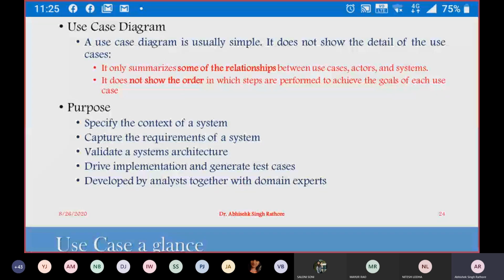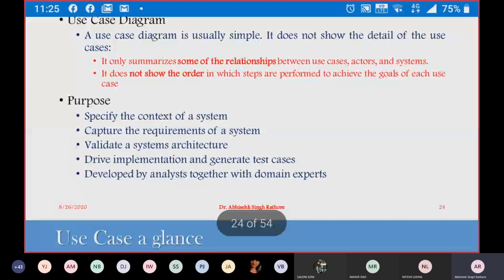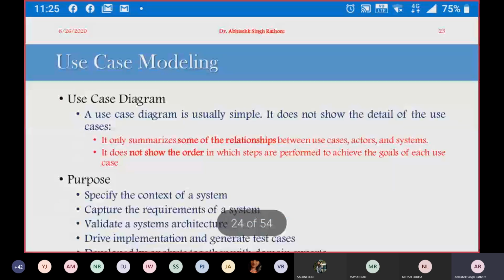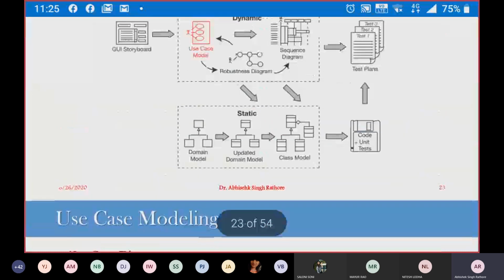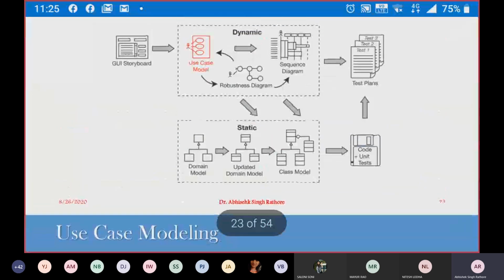After having the requirements, when we are going for the validation and verification of the system, it helps to develop test cases for our system. As in the previous slide, after developing use cases and going to the sequence diagram, we generate test plans based on our requirements. So it helps to develop the test plan for system validation.